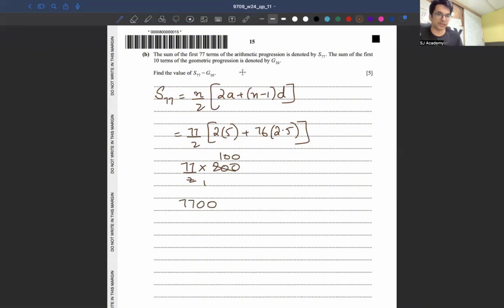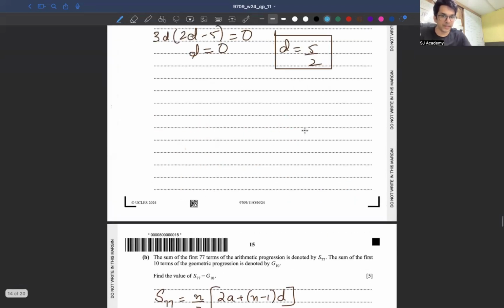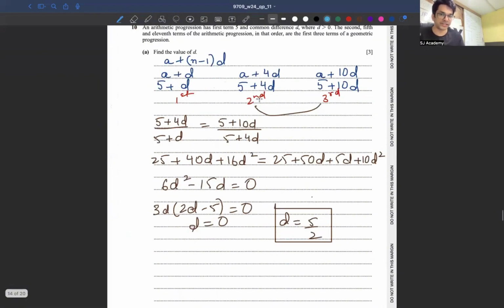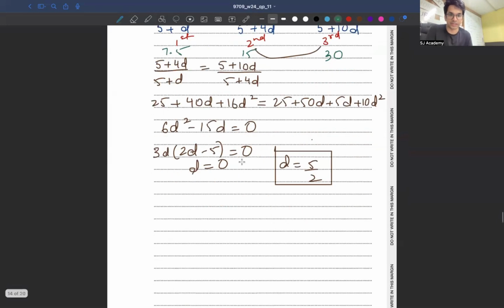And now to find the sum of the first 10 terms of the geometric progression, the sum of a geometric progression is given by a into 1 minus r to the power n upon 1 minus r, or in our case, as the value of r is greater than 1. So we know that these are the first, second, and third terms. In place of d, when we put 2.5, this will be 7.5. 4 times 2.5 is 10, and 10 plus 5 is 15. And then 10 into 2.5 is 25 plus 5, that is 30. So 30 upon 15 is 2, and 15 upon 7.5 is 2. We know the common ratio is 2, and the first term is 7.5.